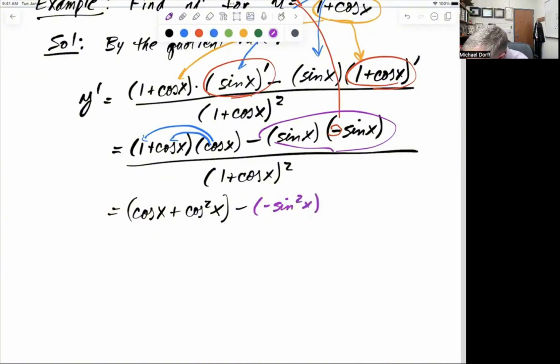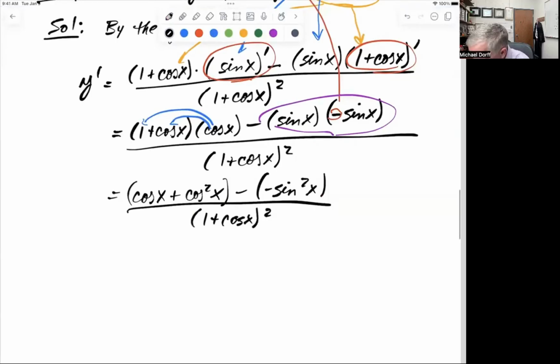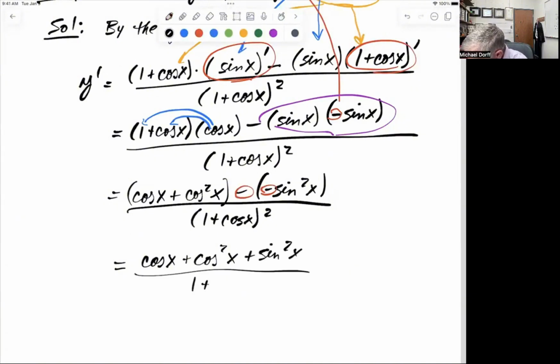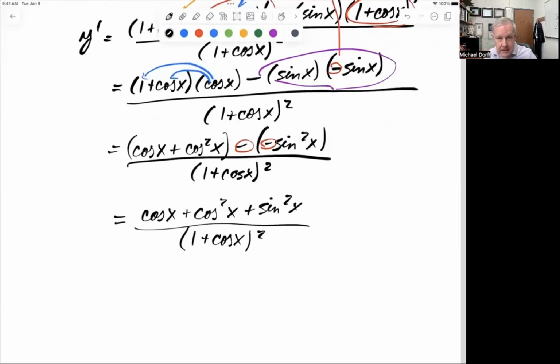Oh, I wanted to do that in black. Let me just do that in black. So that's going to be minus sine squared x. And then all over the denominator squared, or what I have there. And so now simplifying this, I've got cosine x plus cosine squared x. And then I have my negative and negative, so that becomes a positive sine squared x over 1 plus cosine x, cosine quantity squared. And some people would say, well, I'm done.